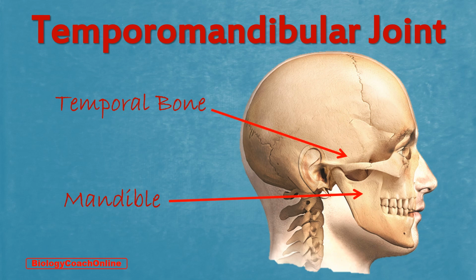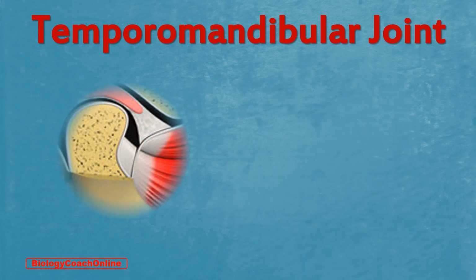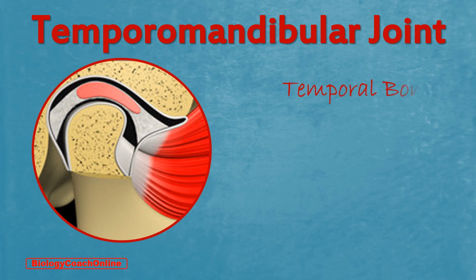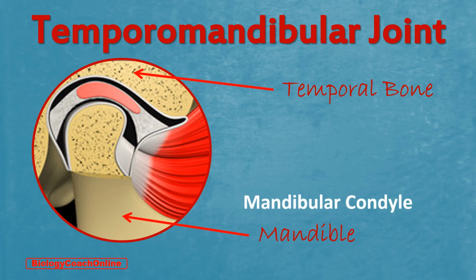So let's take a closer look at the structures composing the TMJ. We know that the temporal bone here articulates with the mandible here, specifically the mandibular condyle or condyloid process, or simply condyle. Remember, that is the ball part of the joint, articulates with this indentation in the temporal bone. The indentation is known as the glenoid fossa or articular fossa, and that's the socket part of the joint.